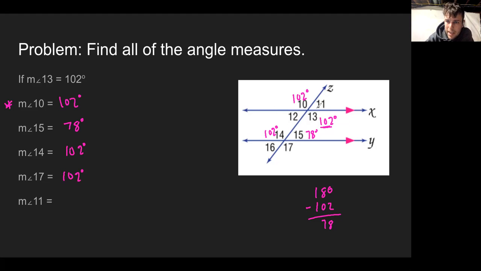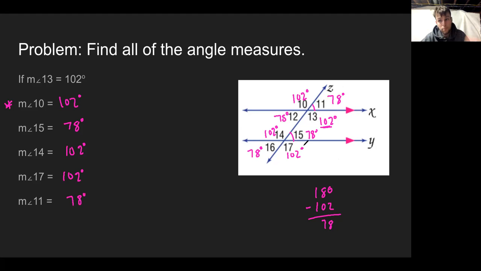And the last one, number 11. Couple ways here. I could either do this as a linear pair. I'm going to say that it corresponds with 15. They're in the same position, so it is also 78. Remember, when we just have two lines that are parallel that are crossed by a transversal, all of our angles are going to be one of two measurements. In this case, it's 78 and 102, and we could fill out all of the rest. They're all going to be either 78 or 102.